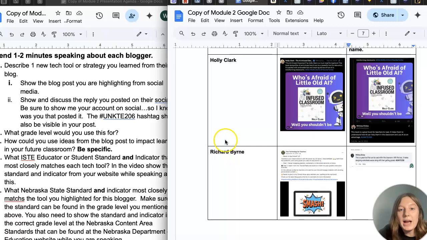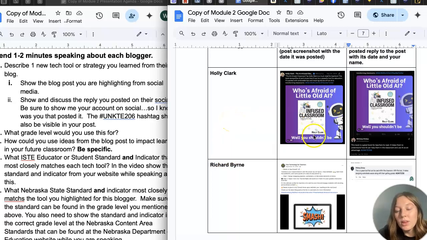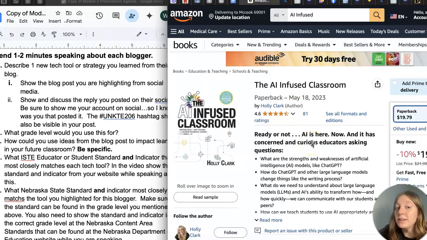So first we have Holly Clark. I found that she has a book called The Infused Classroom, and this book is to explore more about what artificial intelligence is and the weaknesses and strengths that are held into this.